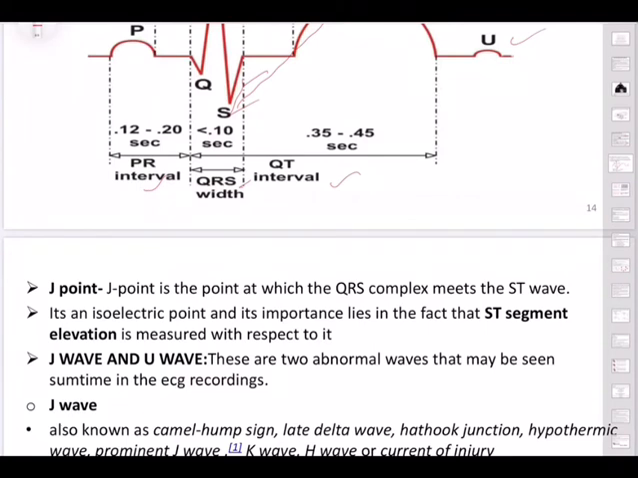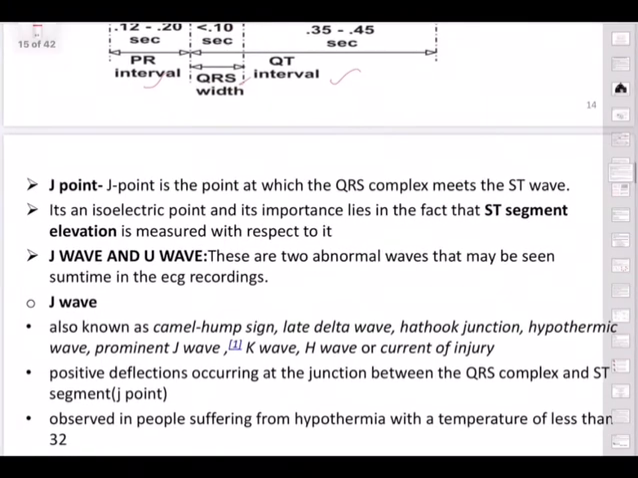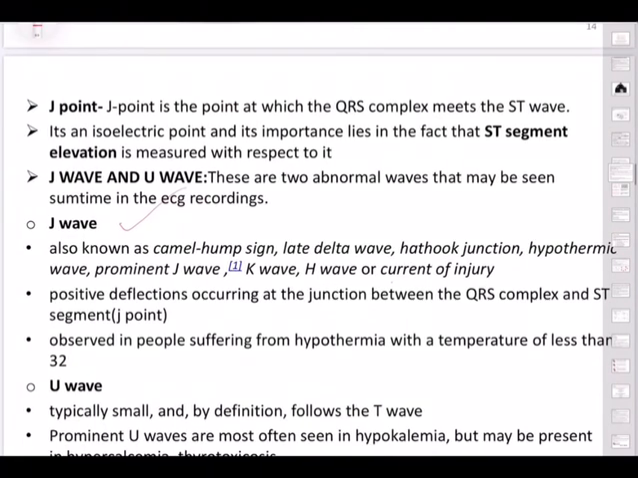And the J wave and U wave, this is the U wave. These are the two abnormal waves that may be seen sometimes in ECG recordings. The J wave is also known as the camel hump sign or late delta wave, Osborn wave, hypothermic wave, prominent J wave, K wave, H wave or current of injury. It indicates injury to the heart, and the positive deflections occur at the junction between the QRS and ST. It is observed in people suffering from hypothermia, with a temperature of less than 32 degrees C.